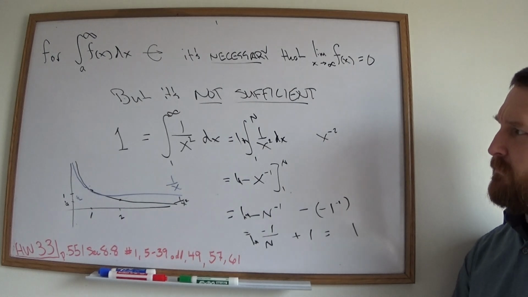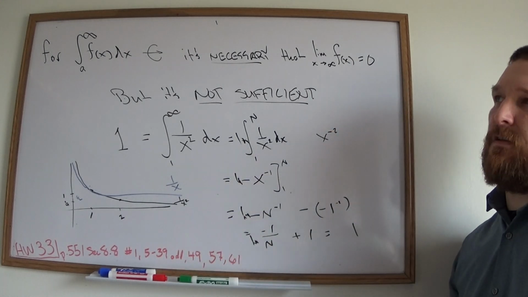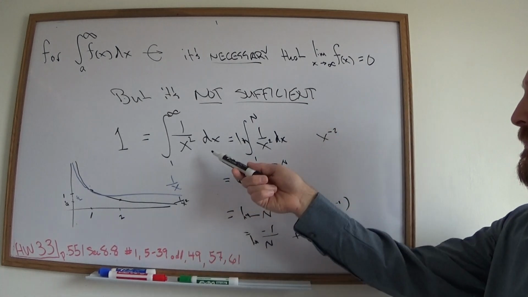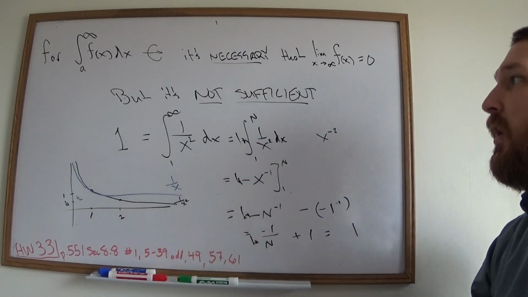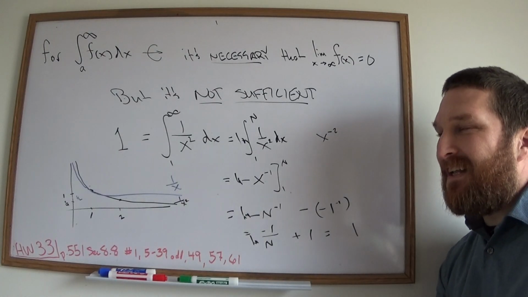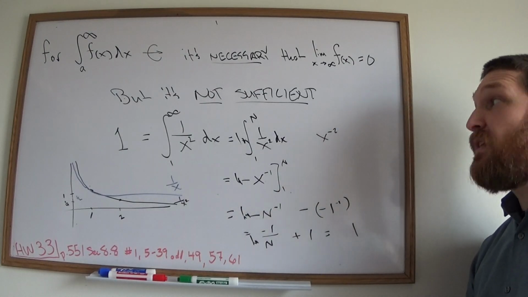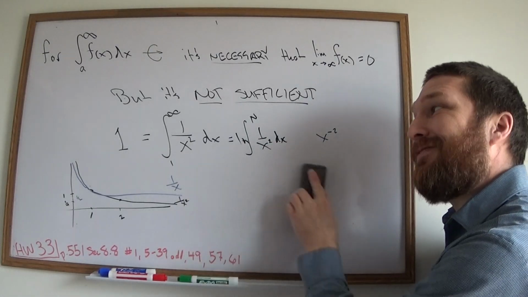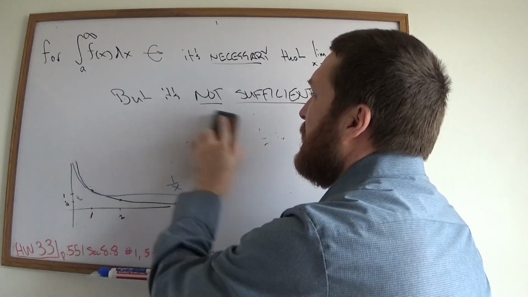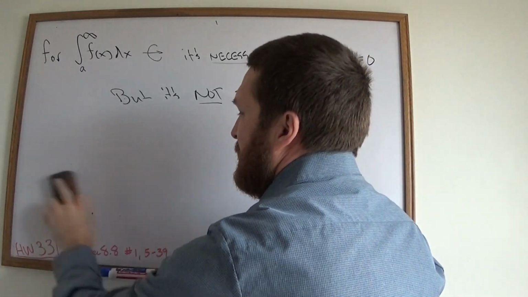Okay, questions on this? Necessary, not sufficient, right? If you're trying to integrate something, you can look at that and ask, does that go to 0 as we go to infinity? Yeah. Okay, then there's hope that it'll converge, but we don't know for certain, because 1 over x goes to 0, but it doesn't converge. So it's necessary, but not sufficient.